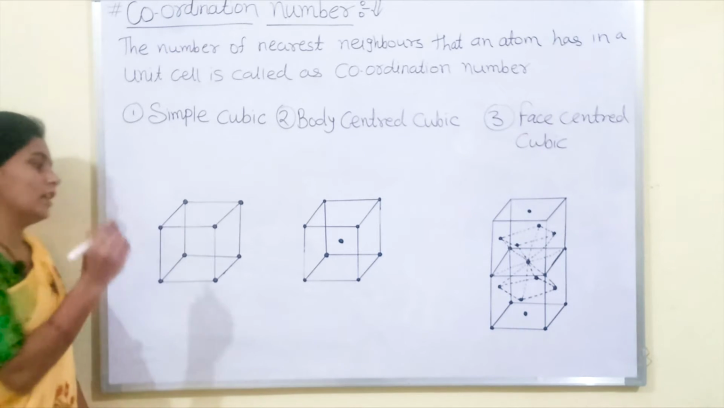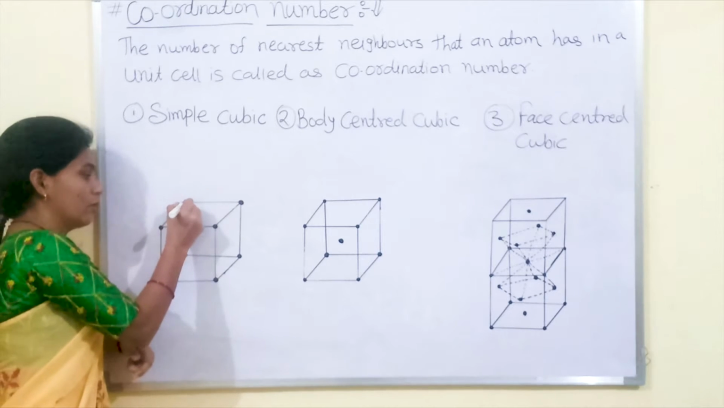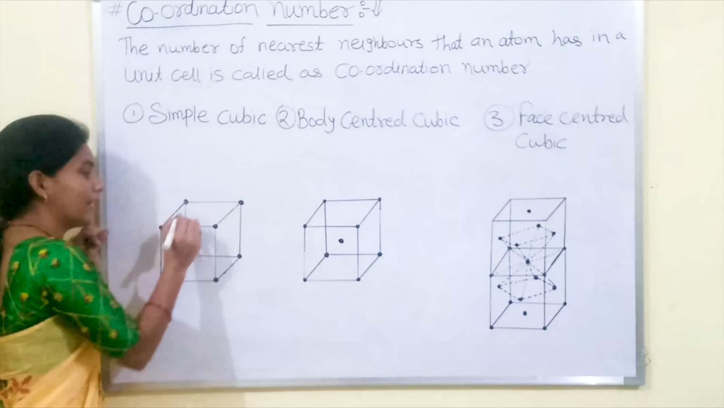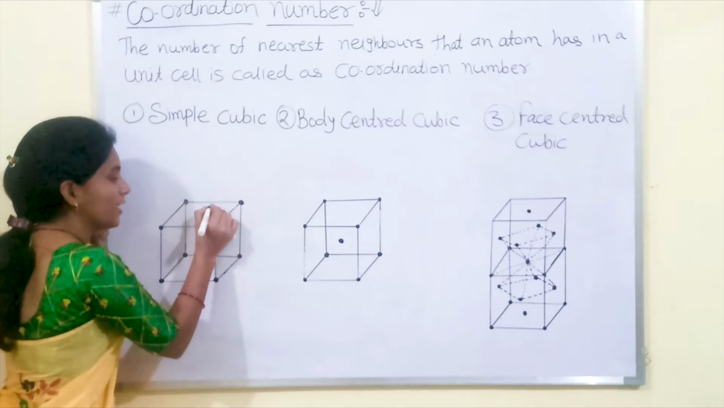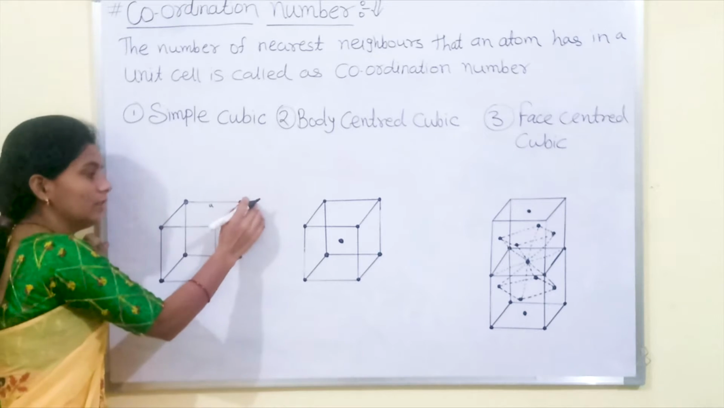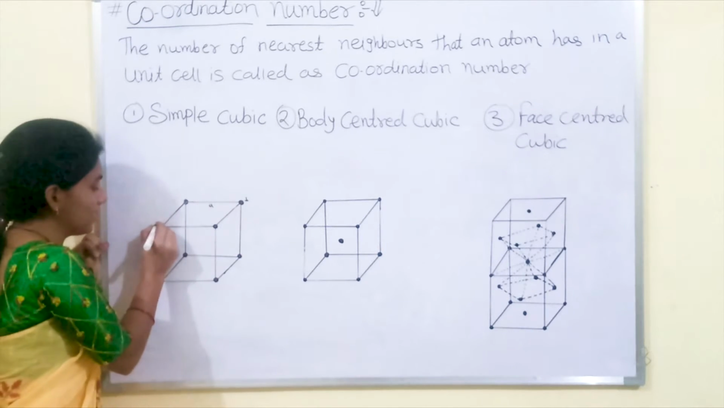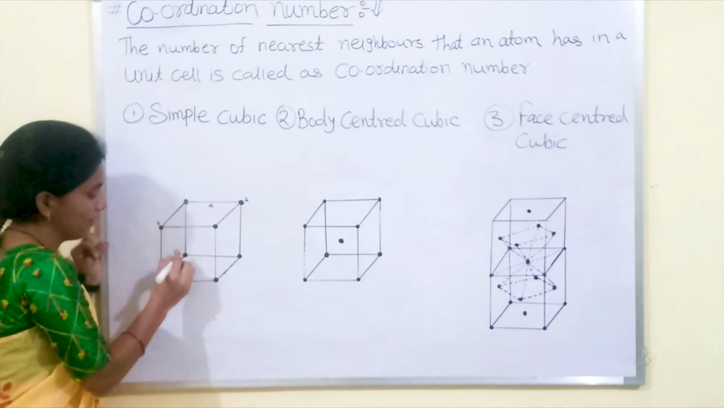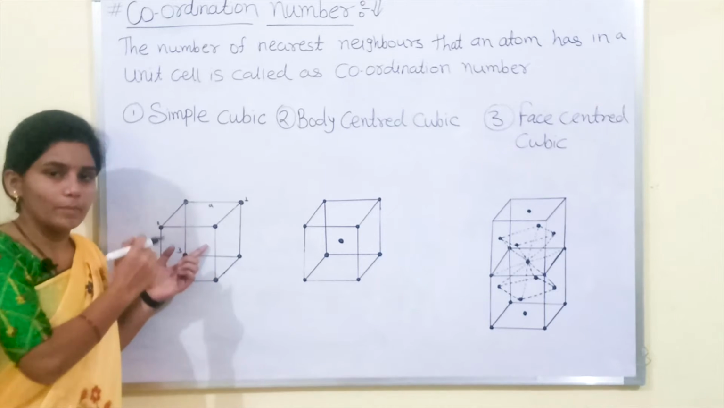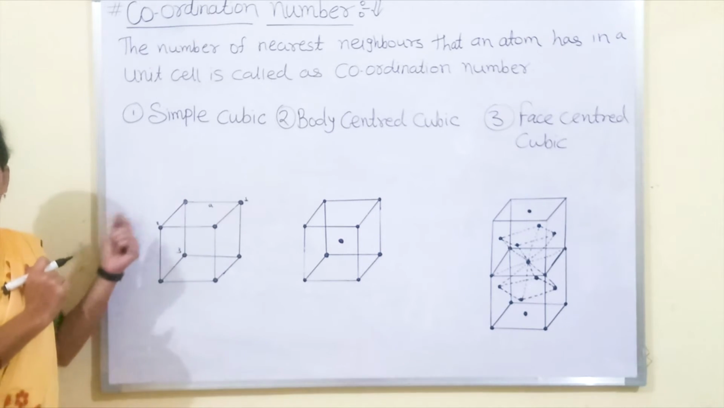If we consider any one corner atom, we can see here this is the nearest neighbor. This is also a nearest neighbor, and this is also a nearest neighbor. That means in this one unit cell there are three nearest neighbors of this atom.